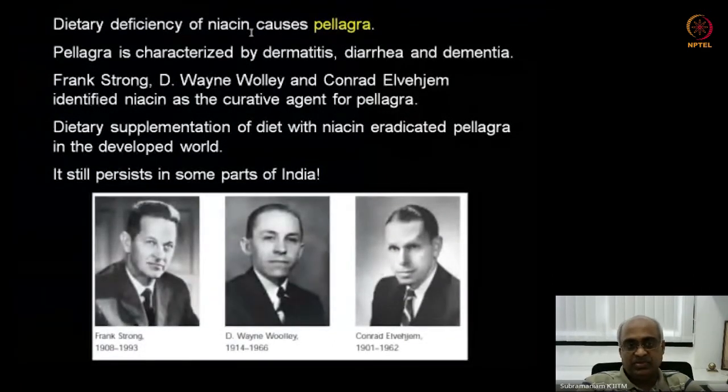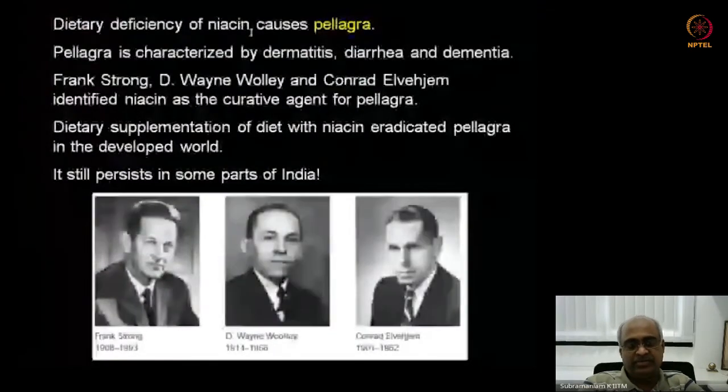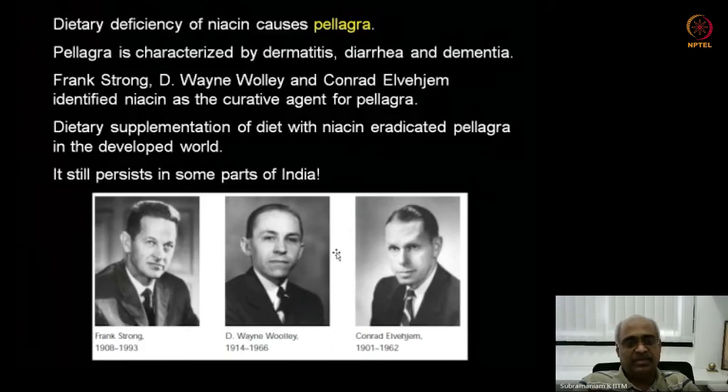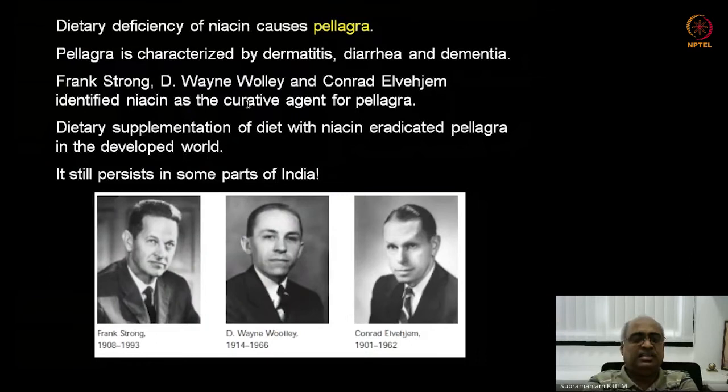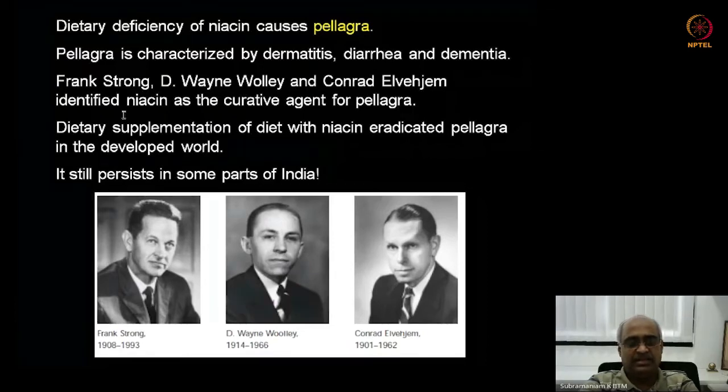A lot of people used to die due to pellagra earlier, particularly in parts of the world where people were dependent on corn. For example, the Southwest United States used to have a problem of niacin deficiency. Then these three scientists identified that the main defect is the absence of niacin in the diet. Someone else, I forgot the name, identified it is due to a nutritional deficiency, and these three people identified the deficient nutrient is actually niacin. Niacin is a very inexpensive molecule, and it can easily be supplemented in one of the many things that you eat on a daily basis, and that takes care of pellagra, which is eradicated in the developed world.